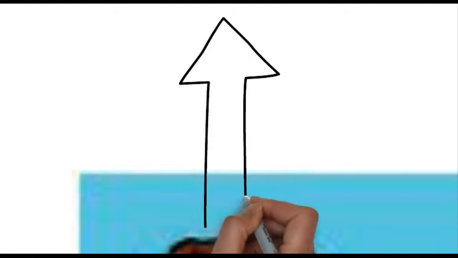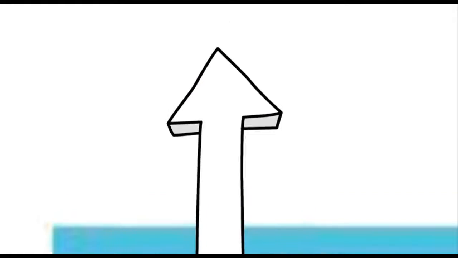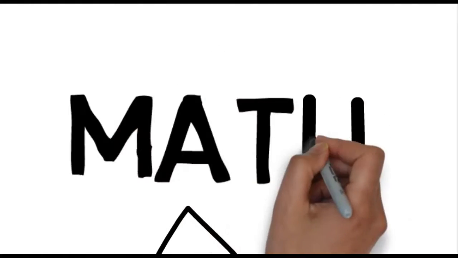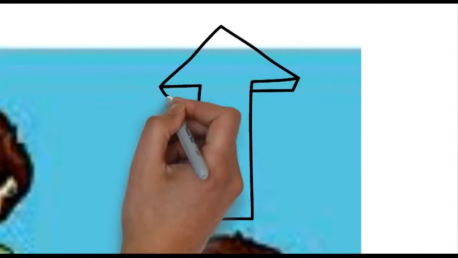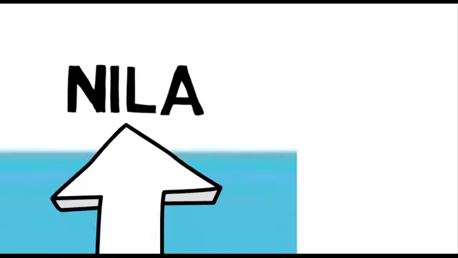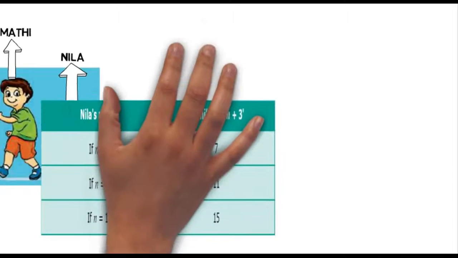Now you're going to see an interesting sum here. There is a boy and a girl. The boy's name is Madhi. The little girl's name is Nila. Both of them are brother and sister here.